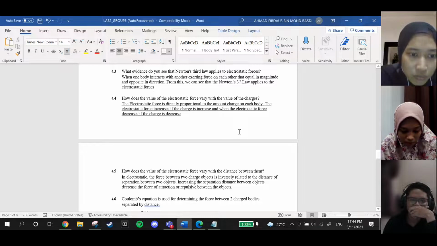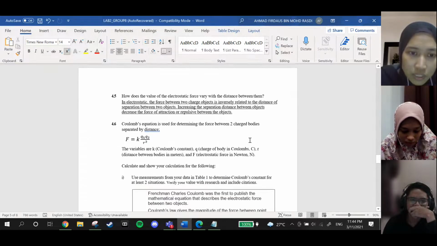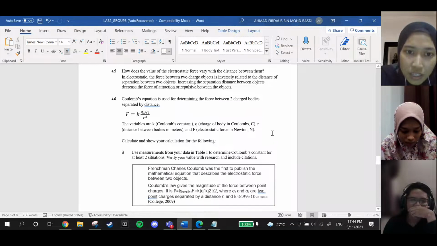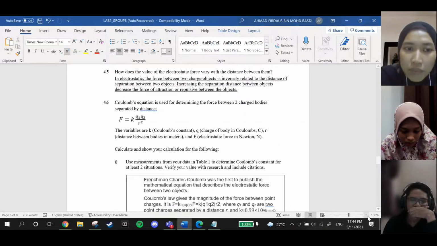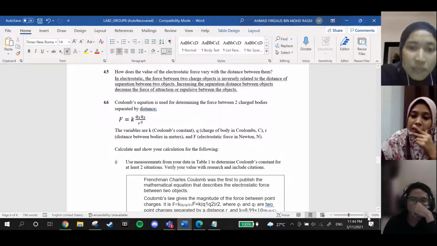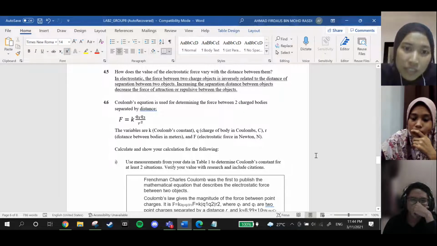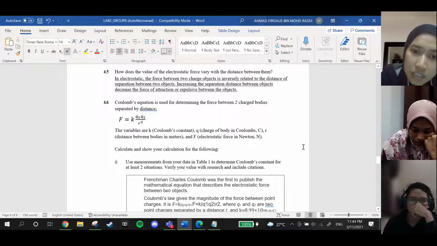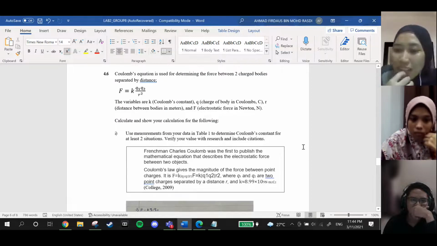Okay, so for 4.5, how does the value of electrostatic force vary with the distance between them? In electrostatics, the force between two charged objects is inversely related to the distance of separation between the two objects. Increasing the separation distance between objects decreases the force of attraction or repulsion between the objects. Okay. So next, ALIAH will continue.